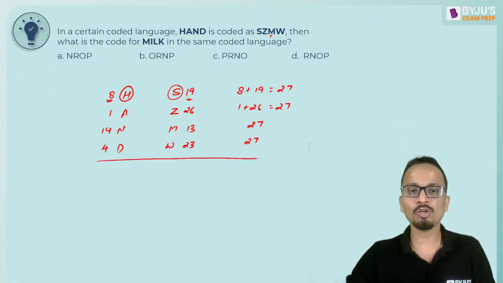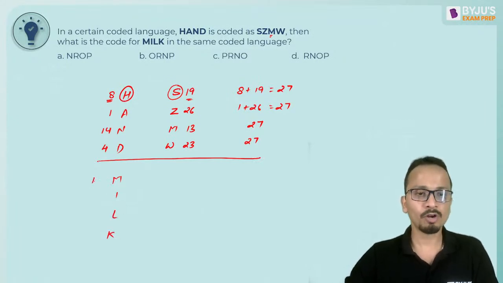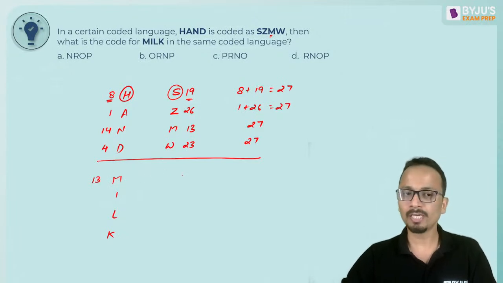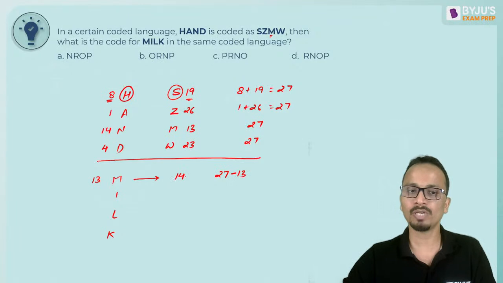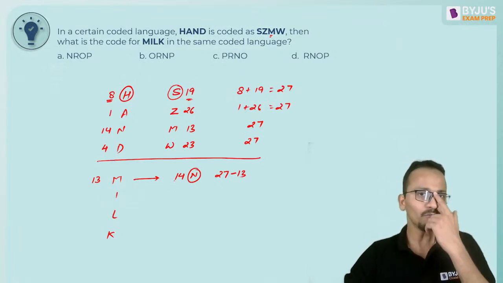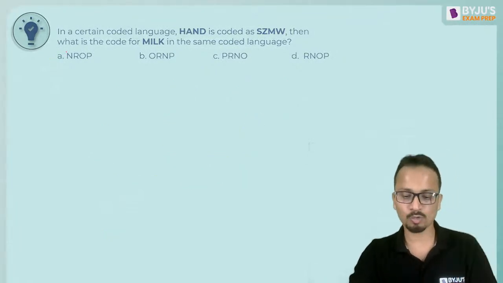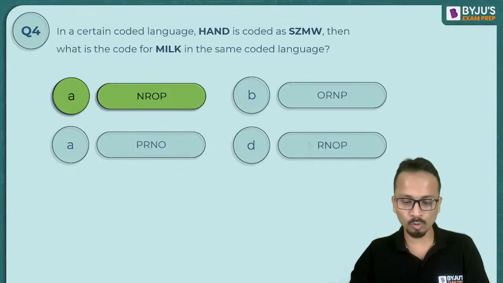Okay, so we want to find out the code for MILK. Now, the number equivalent for M from the beginning is 13. So its corresponding code should have a number equivalent of 27 minus 13, that is 14. Now, 14 will be equivalent to N. So my answer should start with N. All right, and there is only one option starting with N. So I can mark option A as the correct one. And almost all of you have given a correct answer. Yes, perfect. Everyone, very good.